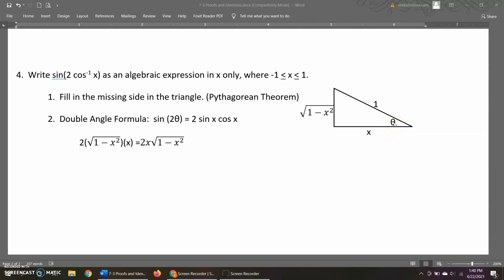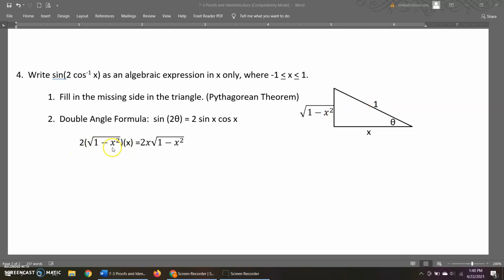So I put theta here, and that x is x over 1. So cosine is adjacent over hypotenuse. So x over 1 became this, and then I used Pythagorean theorem to get this. Then I'm going to use my double angle formula and put in values from my triangle. So I need 2 times the sine of the angle. Sine of the angle is opposite over hypotenuse, so it's just this square root over 1.